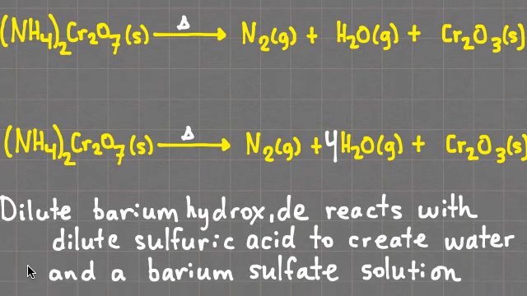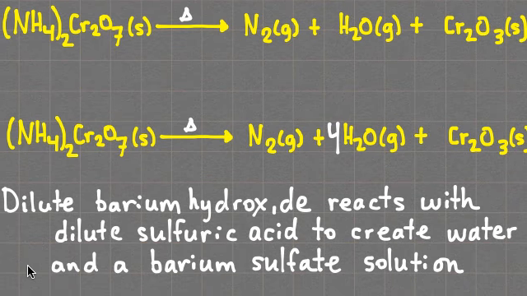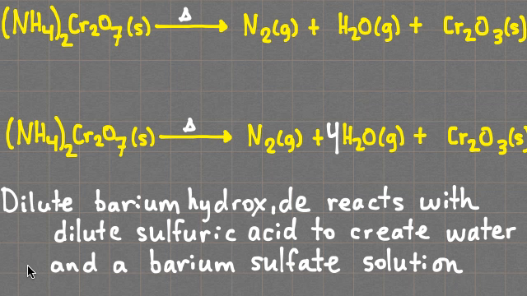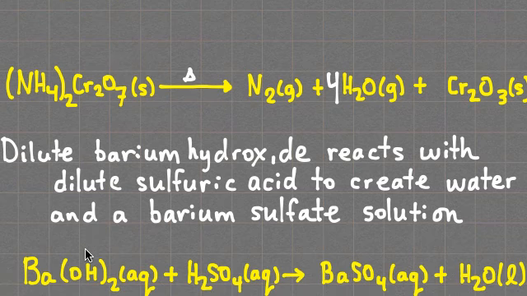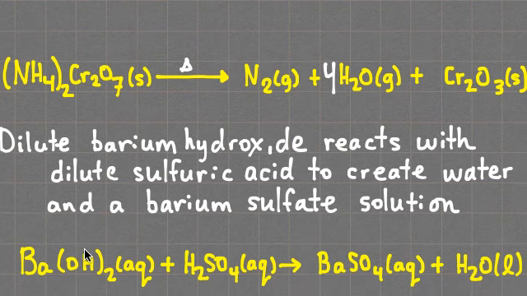Let's try another one of those. Dilute barium hydroxide reacts with dilute sulfuric acid. Dilute means kind of watered down. Not hugely watered down, but not too concentrated to make it dangerous and scary. To create water and barium sulfate solution. So here's barium hydroxide.